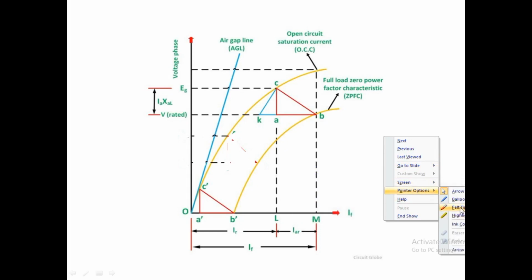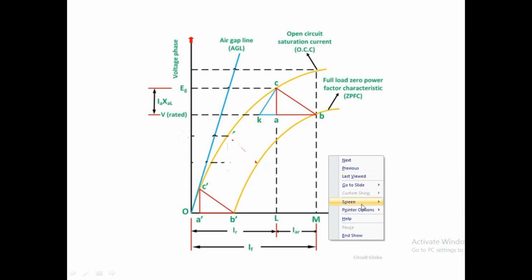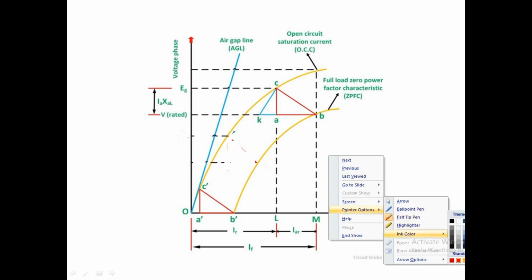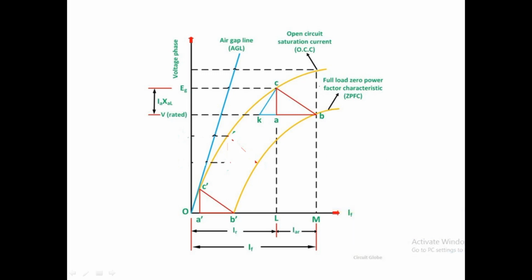You can see the curves. This is the OCC, the open circuit characteristic, and this is the ZPF curve. These two curves look similar, but the ZPF curve starts from this point B dash, and the OCC starts from the origin O. So that is the difference.